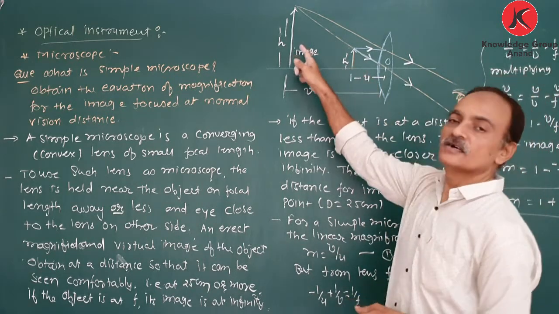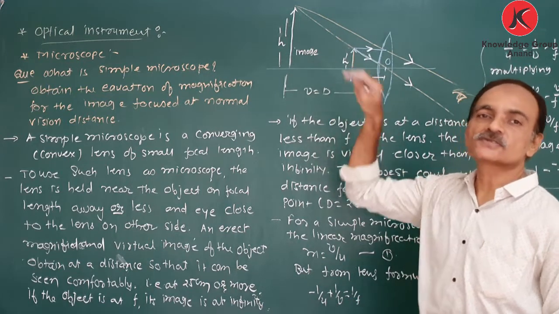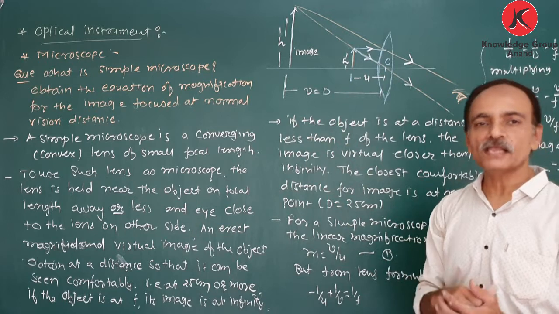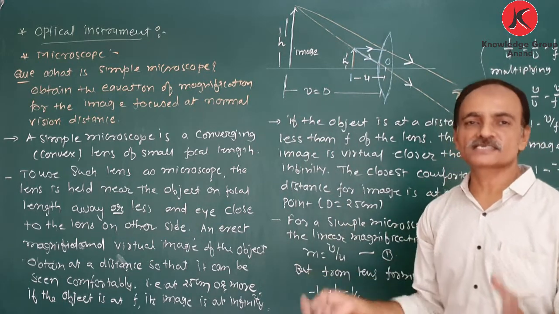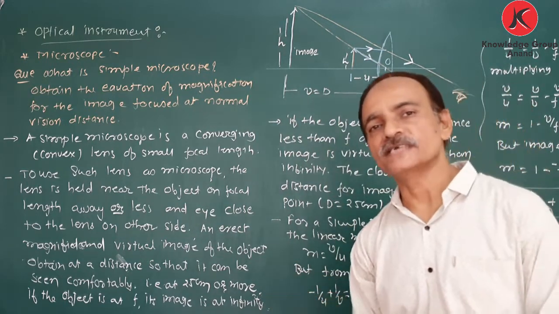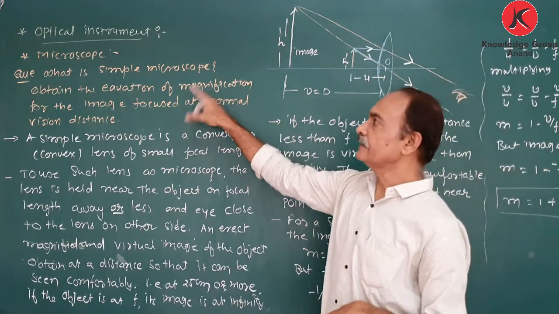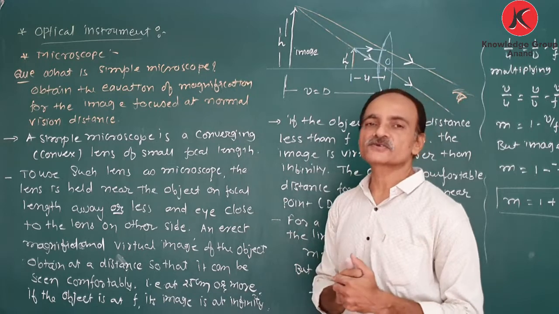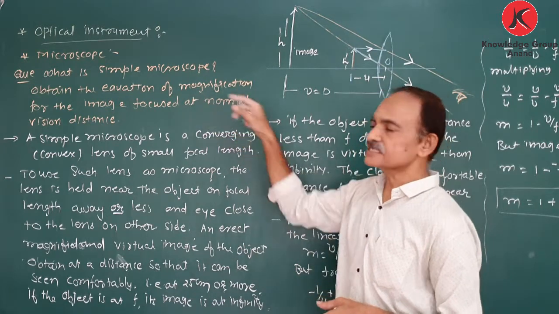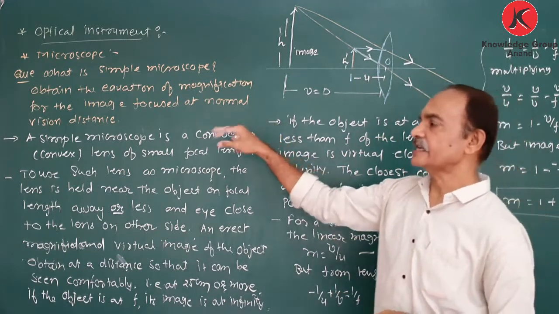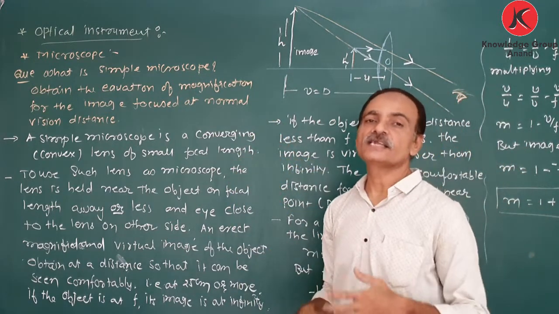The image is virtual, erect, and magnified. We are using this concept in a simple microscope to magnify the object. For that purpose, the question is: define what a simple microscope is, and obtain the equation of magnification for the image focused at the normal vision distance.